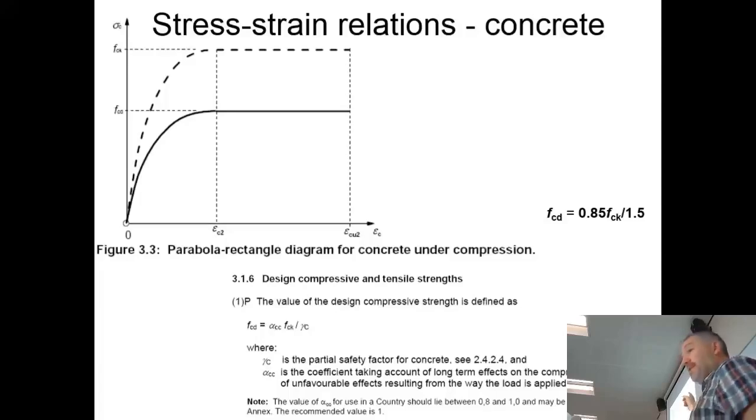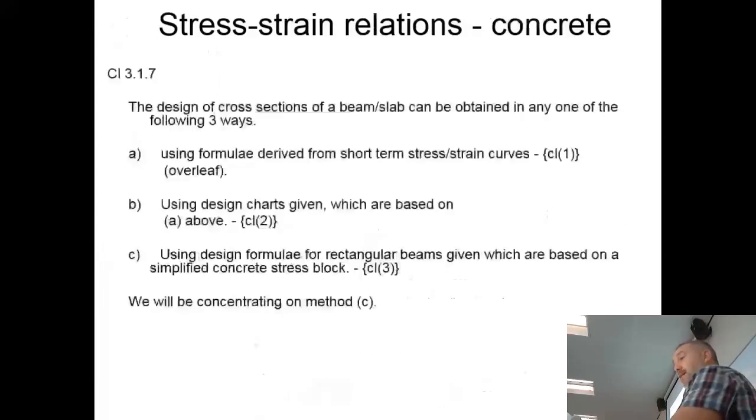It's based upon these charts, and what you'll find is that when people are approaching the design of concrete beams, there's 3 approaches, and they're here, and they're written in clause 317. You've got the formula derived from the short-term stress strain curves. That's very, very complicated. Nobody is doing that.